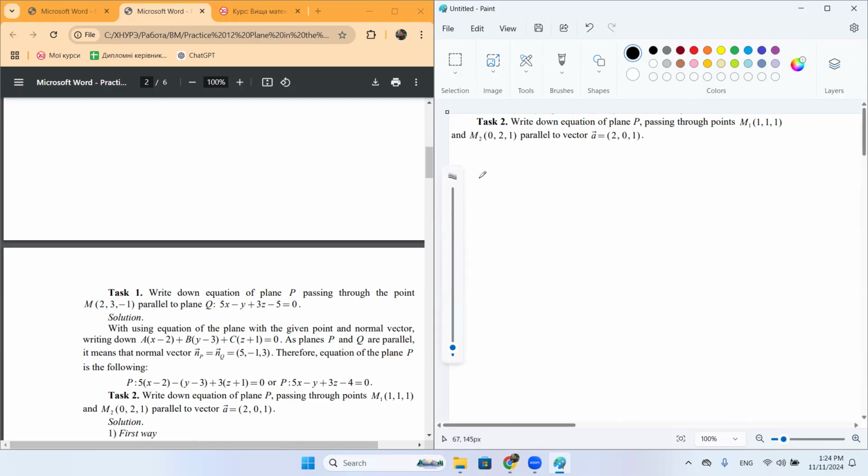And how to receive the normal vector? Any ideas? Okay, I will remind you. The normal vector will be received as the cross product of M1M2 and a.